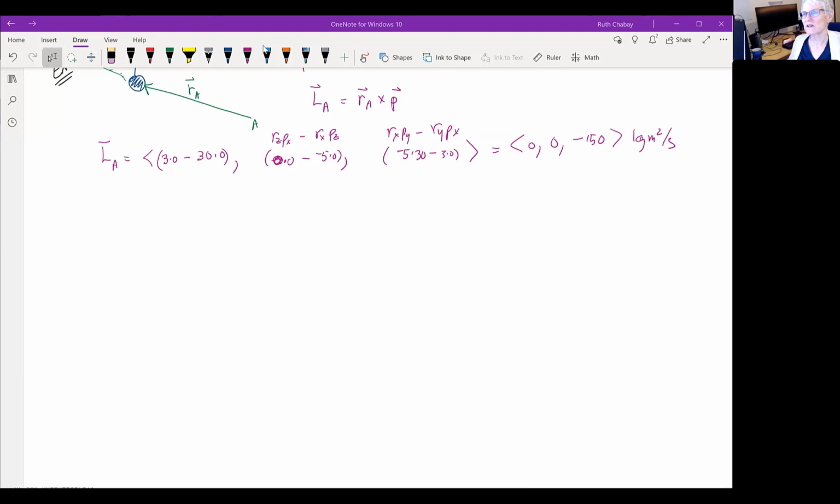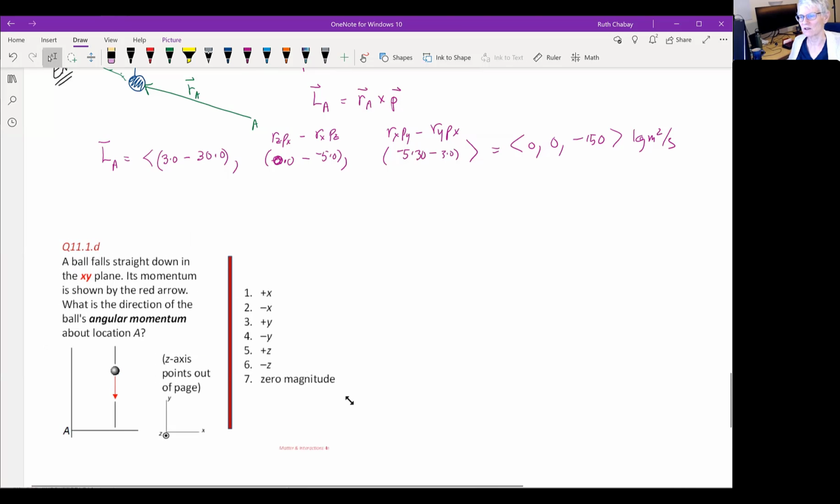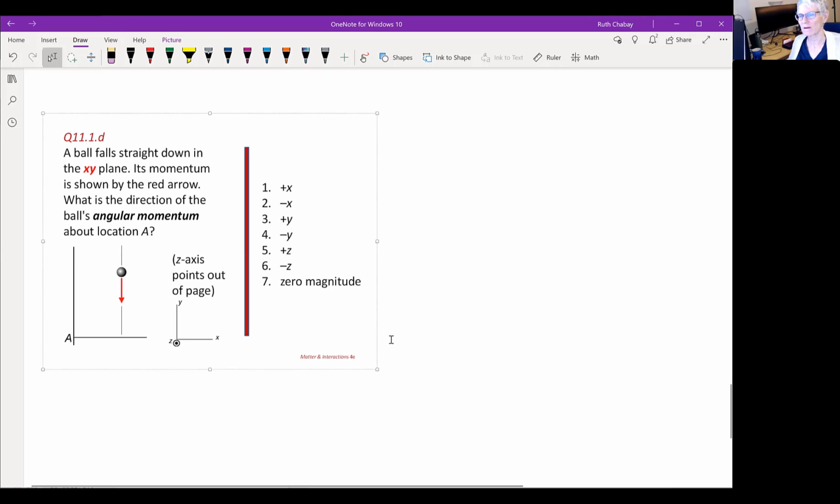Now, it's actually true, and it turns out to be physically even relevant, that we can calculate the angular momentum relative to some location of something that's actually not going around. It's even traveling in a straight line. So here's a situation where we have a ball falling straight down. Its momentum is shown by the red arrow.